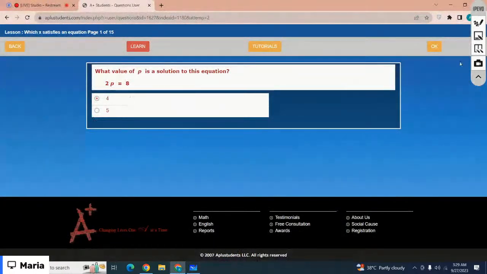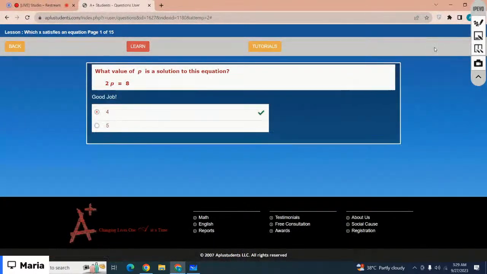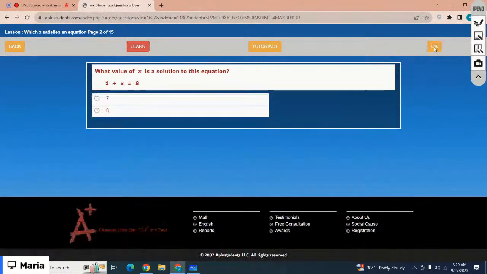2p equals 8. You have to solve this equation for p. You have to do all the operations in the reverse order. So 2 is multiplying p. Opposite to multiplication is division. So you have to divide both sides of the equation by 2. 2 times 1 is 2 and 2 times 4 is 8. Yes, very good. That would be p equals 4. Okay, the next one is what value of x is a solution of the equation? So which is the correct option?